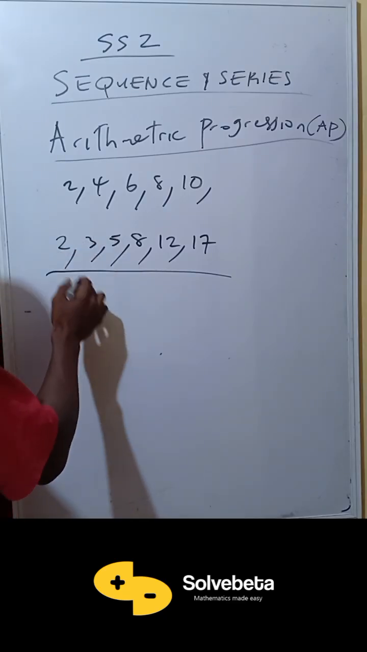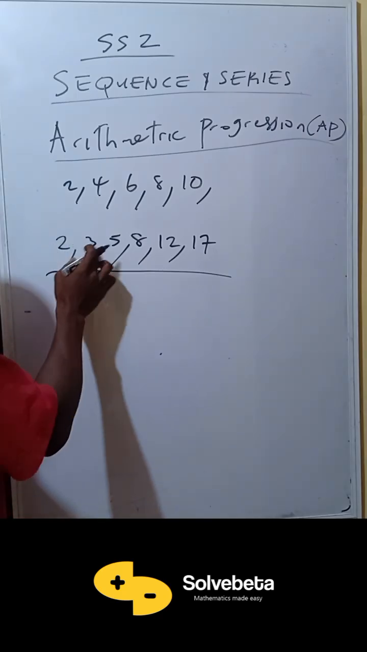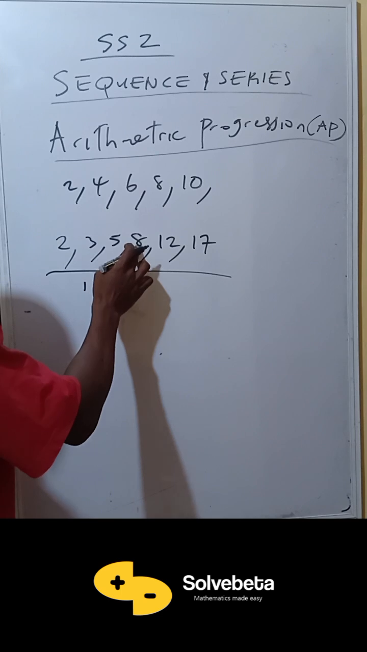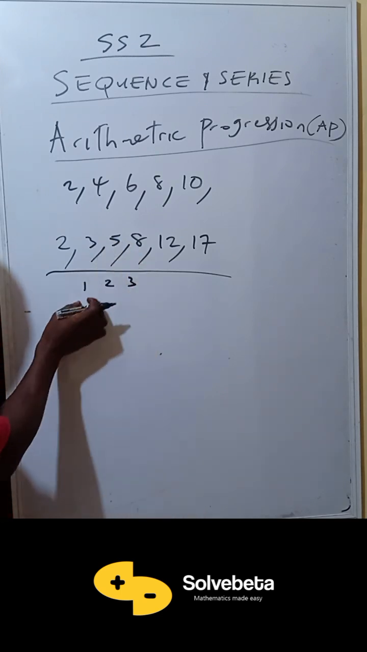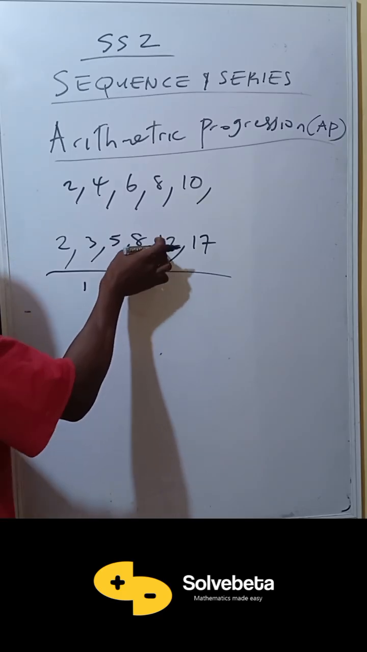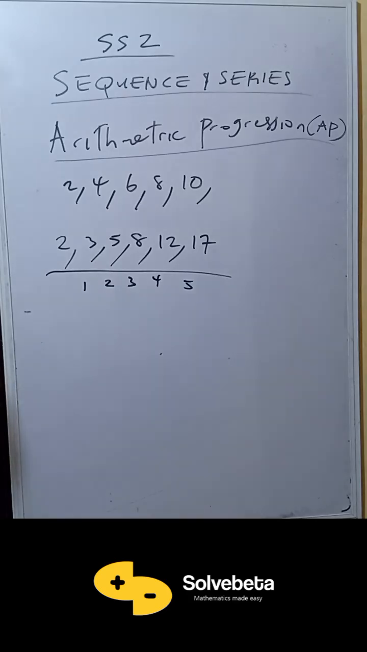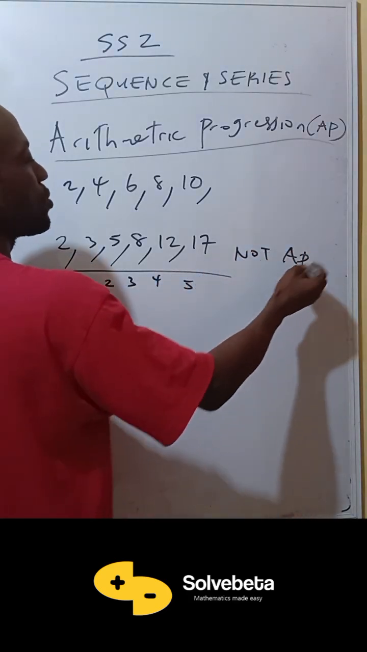What is the rule there? 3 minus 2 is 1. This 1 was added to this 2 to get this. Then 5 minus 3 is 2. 2 was added to this 3 to get 5. 8 minus 5 is 3. You can see that the number being added is increasing. So what you add to this one is 4. What you add to this one is 5. Now you see this is a sequence, but it's not an arithmetic progression.